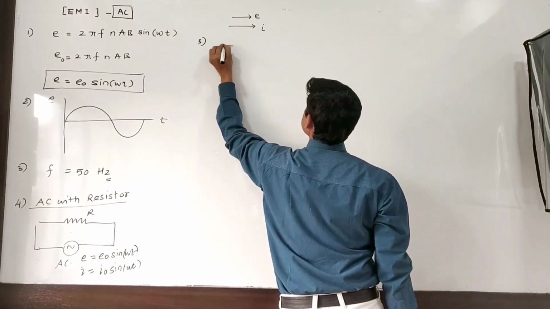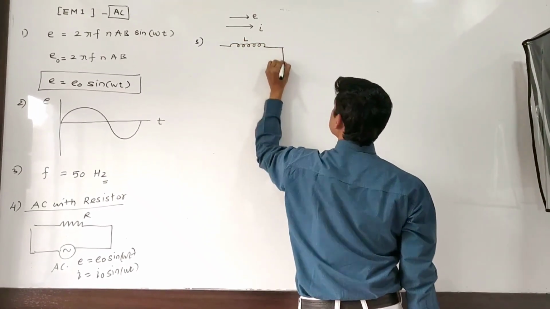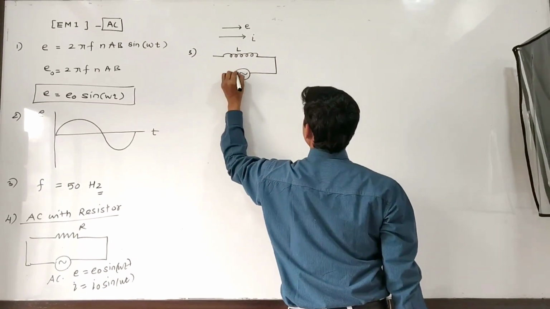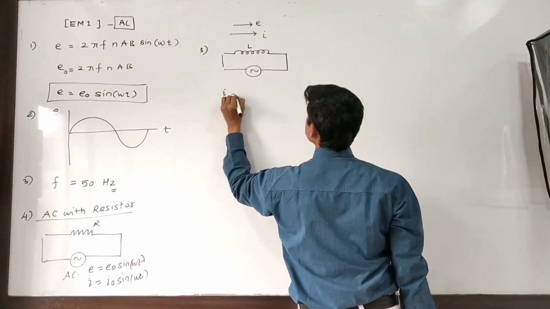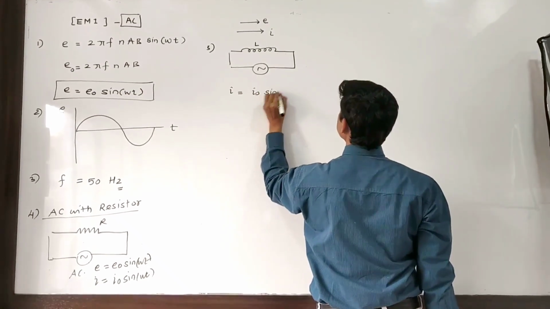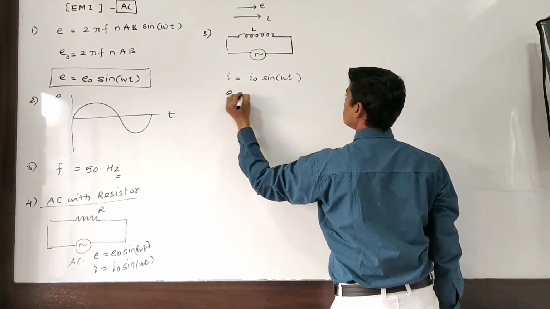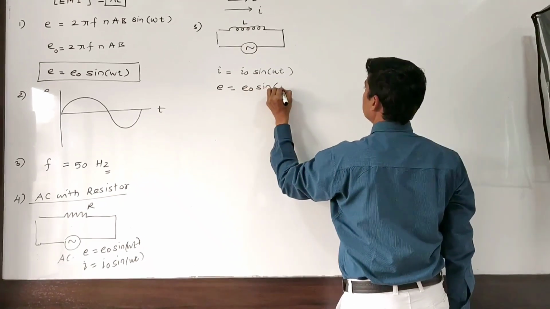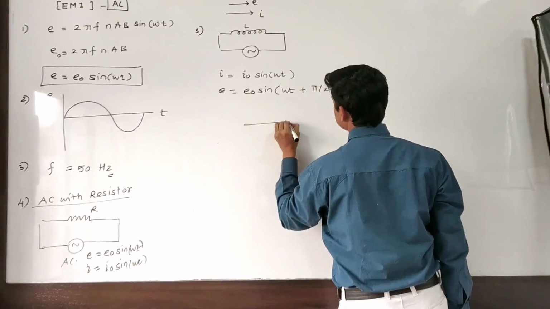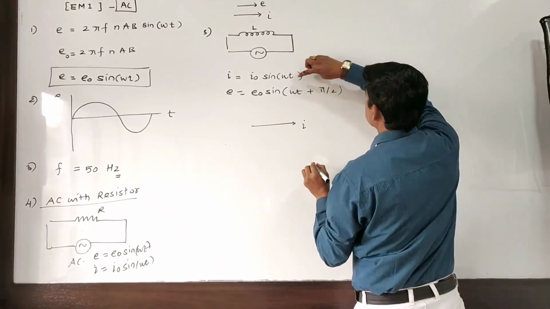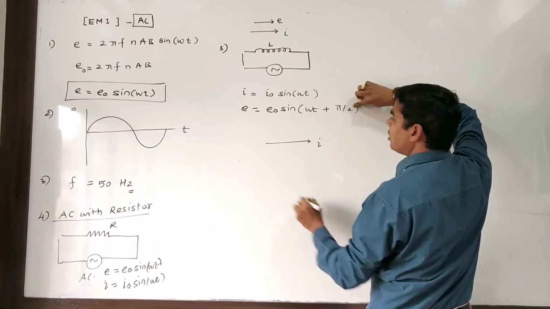Then next is AC with pure inductor. When we consider AC with pure inductor, let I equal to I0 sin omega t be the current supplied by the AC. Then we have E equals E0 sin of omega t plus pi by 2, that is, whenever we consider current I along the x-axis, the phase of EMF leads the current by pi by 2.